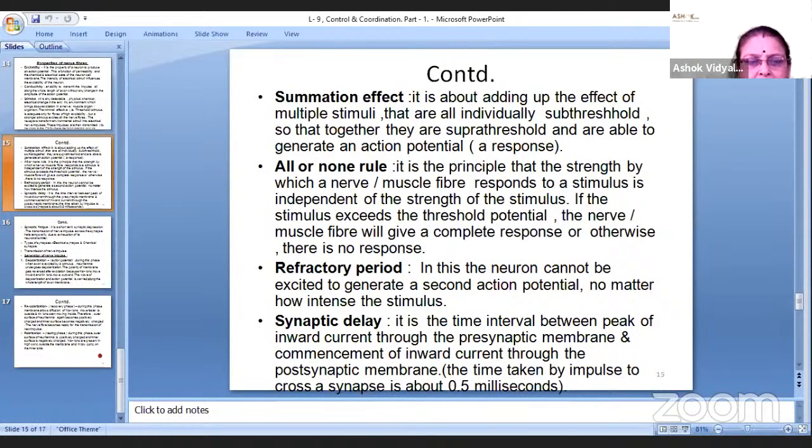Then synaptic delay. Yes, it is the time interval between the peak of inward current through the presynaptic membrane and the commencement of inward current through the postsynaptic membrane. The time taken by an impulse to cross a synapse is about 0.5 milliseconds. That is the synaptic delay.